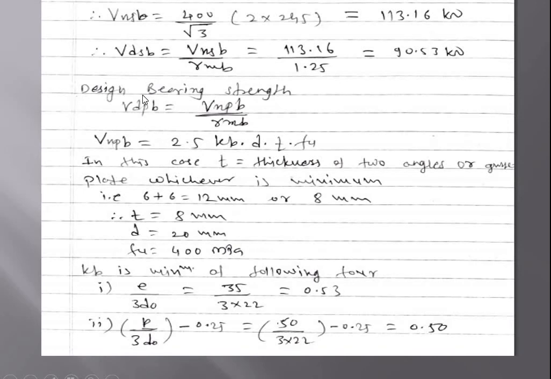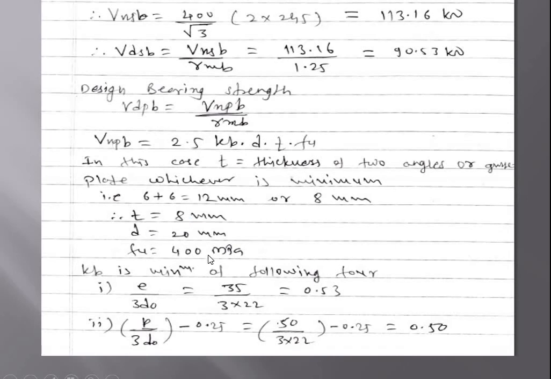Now next is design bearing strength. VDPB is equal to VNPB by gamma MB. So VNPB is equal to 2.5 KB into diameter of bolt into thickness into FU. Now everything is okay here, just think about the thickness because it is a double angle. So in this case, T is equal to the thickness of two angles or the gusset plate, whichever is minimum. See, we have two angles, so the angle thickness is 6 mm, so 6 plus 6, 12, and the thickness of the gusset plate is 8 mm. So from 12 and 8 we have to take the minimum, that is 8 mm.